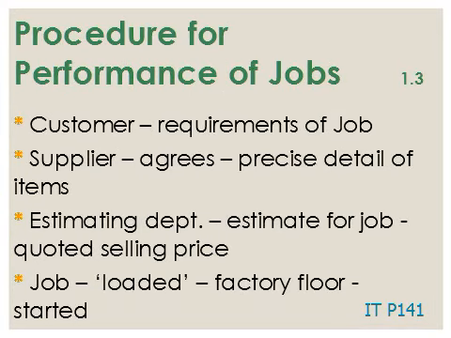The normal procedure for performing a job is: first, a prospective customer approaches the business or supplier and indicates the requirements of the job. The supplier then agrees the precise detail of items to be supplied. The estimating department then prepares an estimate for the job. The total of the items in the estimate will be the quoted selling price. Once the customer agrees, and the materials, labor, and equipment are available, the job is loaded to the factory floor, and the job can be started.